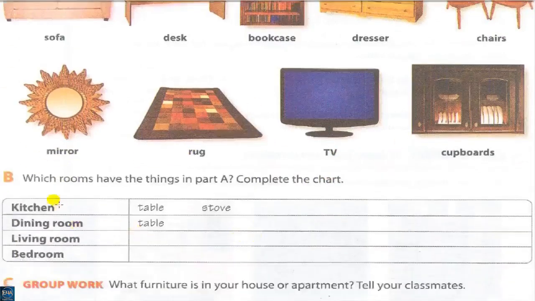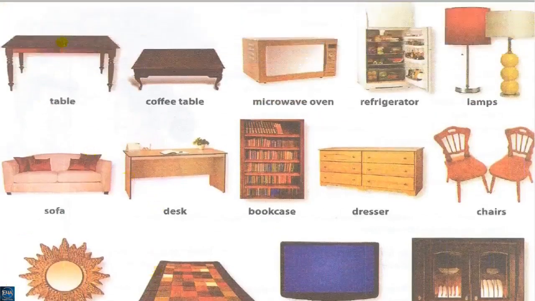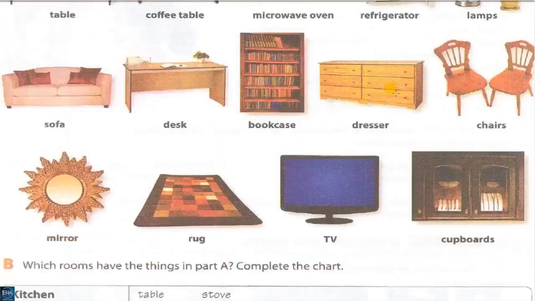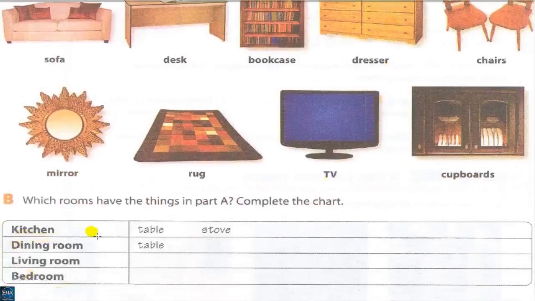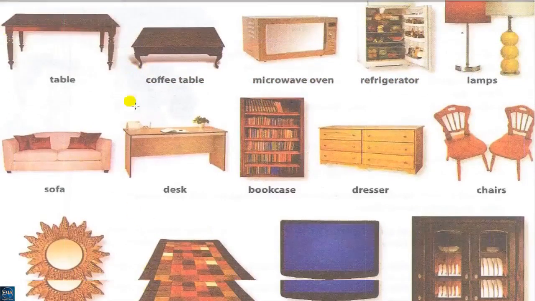Now, which rooms have the things in part A? Complete the chart. Kitchen. In the kitchen, we have a table, stove. American kitchen, we have a dining table, a very big table, refrigerator. Dining room, a room for eating. In the dining room, we have a table, chairs.